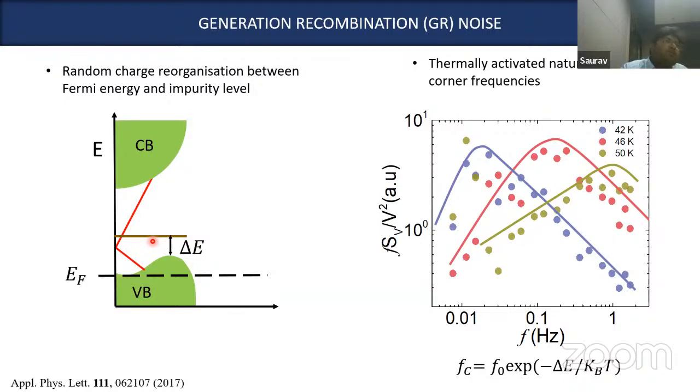The Lorentzian will have a corner frequency, which is evident when we multiply the power spectral density by the frequency. This process itself is thermally activated. I can understand. So from that thermal activation, we can now estimate the energy scales at which you can excite this process. Okay. Thank you.